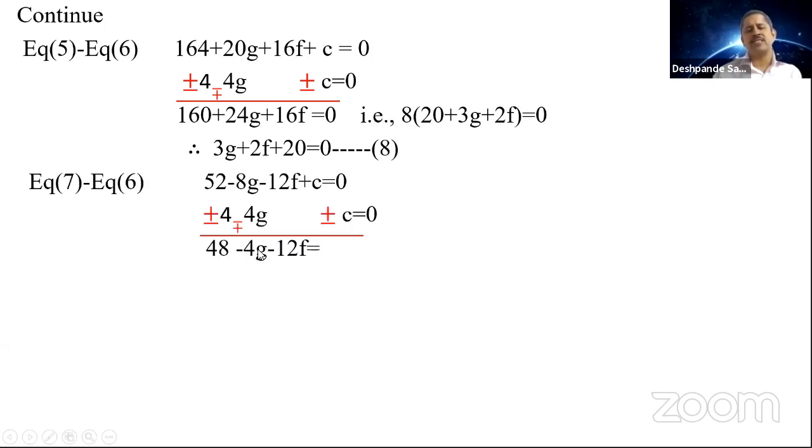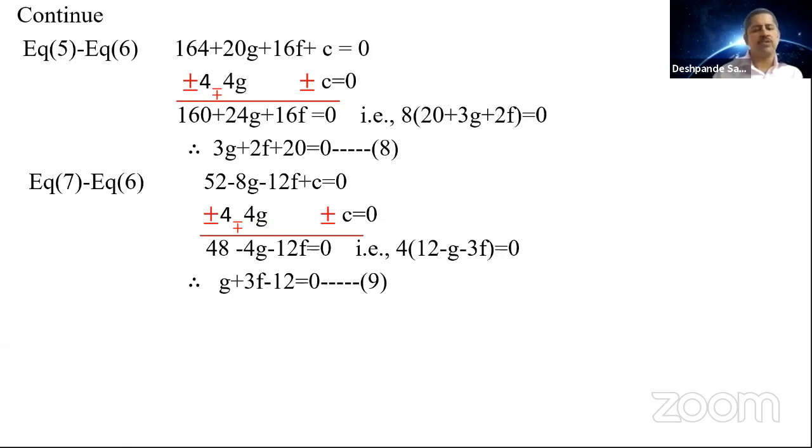You got 48 minus 4g minus 12f is equal to 0. So we can take 4 common: 12 minus g minus 3f is equal to 0. So write the g term first. Because you have got 2 negatives and 1 positive here, you can write g plus 3f minus 12 is equal to 0. You can also write -g minus 3f plus 12 is equal to 0. It doesn't make a difference.